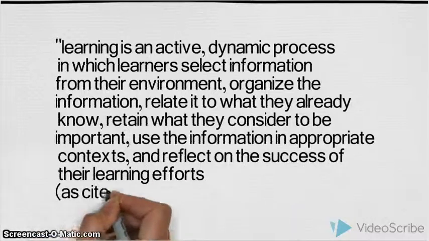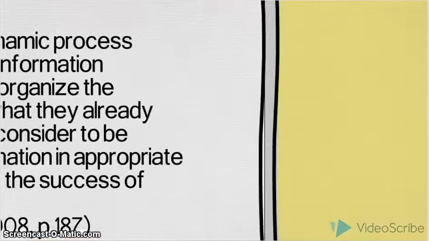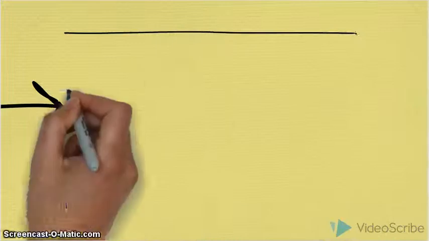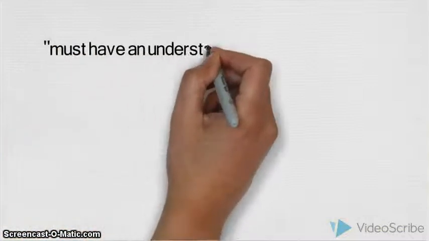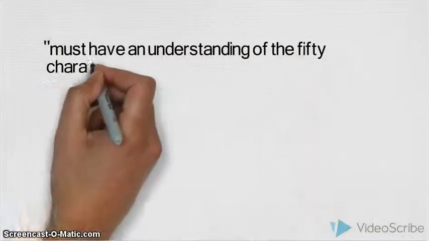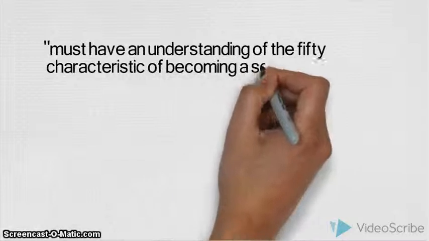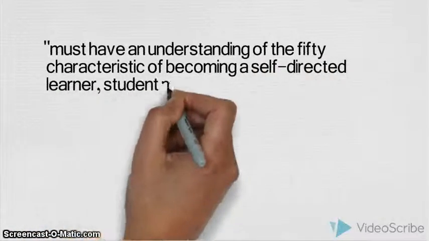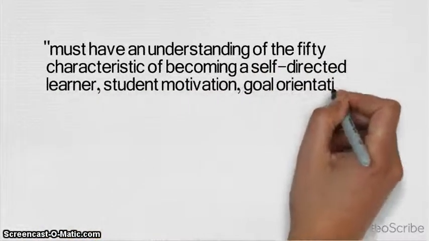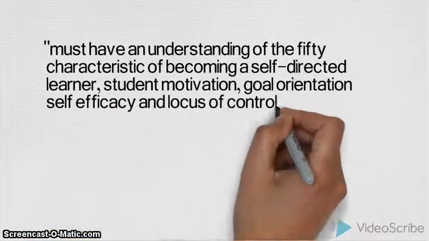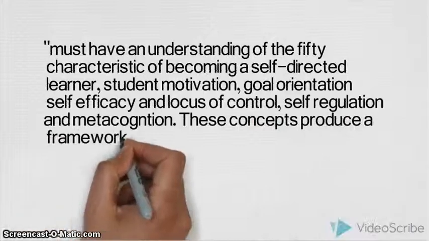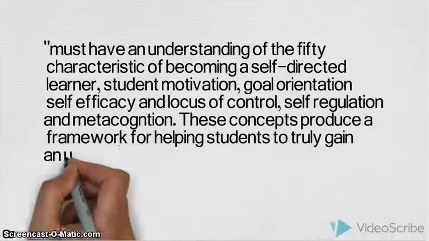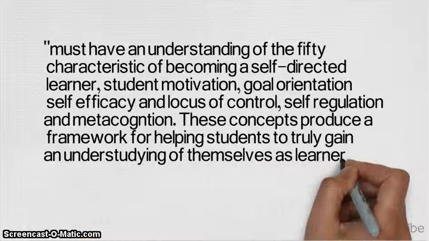To learn a second language requires resilience but also awareness and motivation. Hence, it is important to provide students the elements required to succeed in the second language acquisition process. Okoro stands out that teachers must have an understanding of the characteristics of becoming a self-directed learner: student motivation, goal orientation, self-efficacy, locus of control, self-regulation, and metacognition. These concepts produce a framework for helping students to truly gain an understanding of themselves as learners and how they can improve their self-worth as learners.